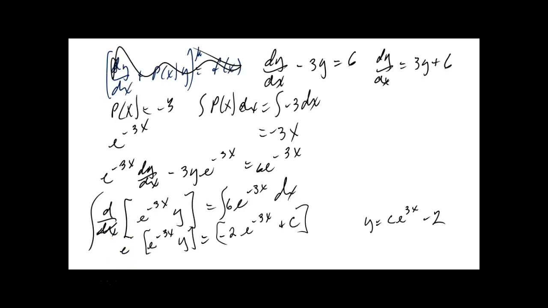E to the 3x. Okay? And sure enough, this one wipes that out, this one wipes that out. Okay? And that gives you, the way we've got it here, minus 2 plus c e to the 3x. And that's the same thing we got here, only in the first one. So that's what your y is equal to. And sure enough, that's it.